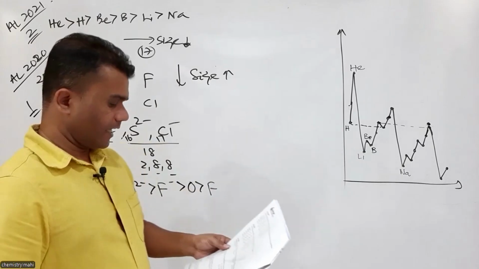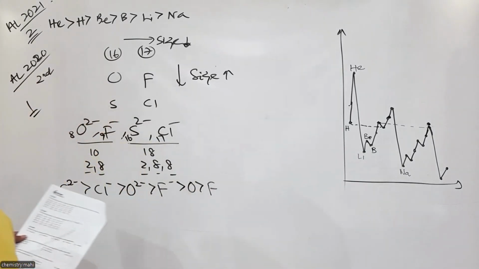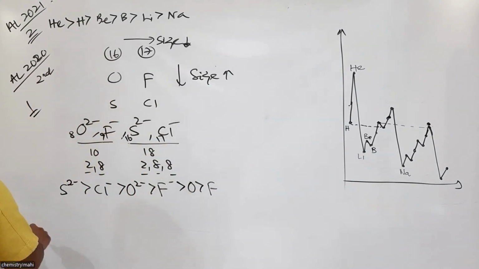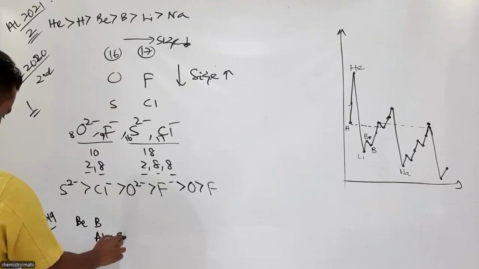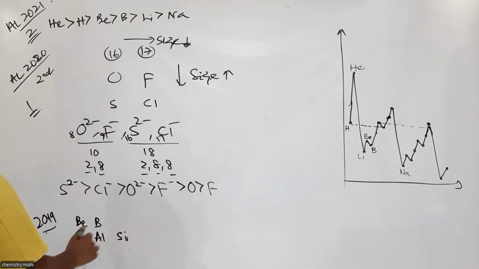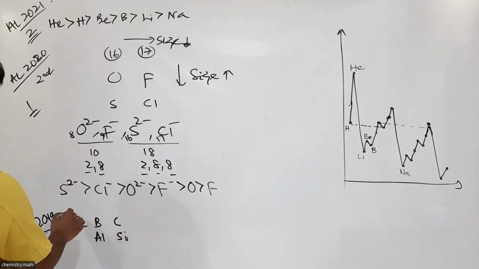2019, identify the pair of elements which has the largest difference in electronegativities. Sorry, 2019. In 2019, the pairs of elements are boron and aluminium, here. Next, beryllium and aluminium, here. Next, boron and silicon, here. Boron and carbon, here. Aluminium and carbon. They ask for the highest electronegativity difference. I think you can understand.